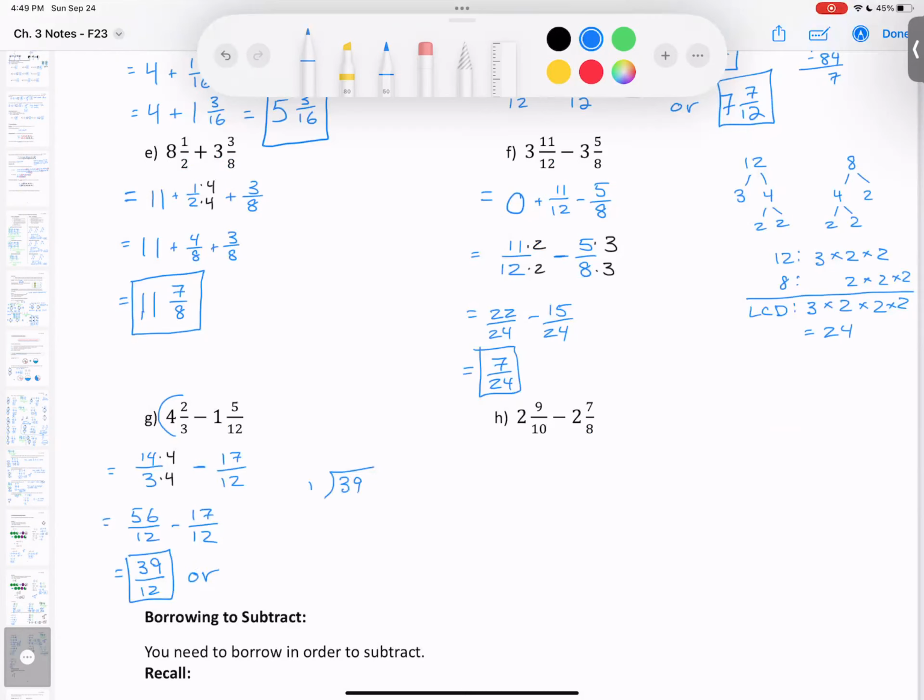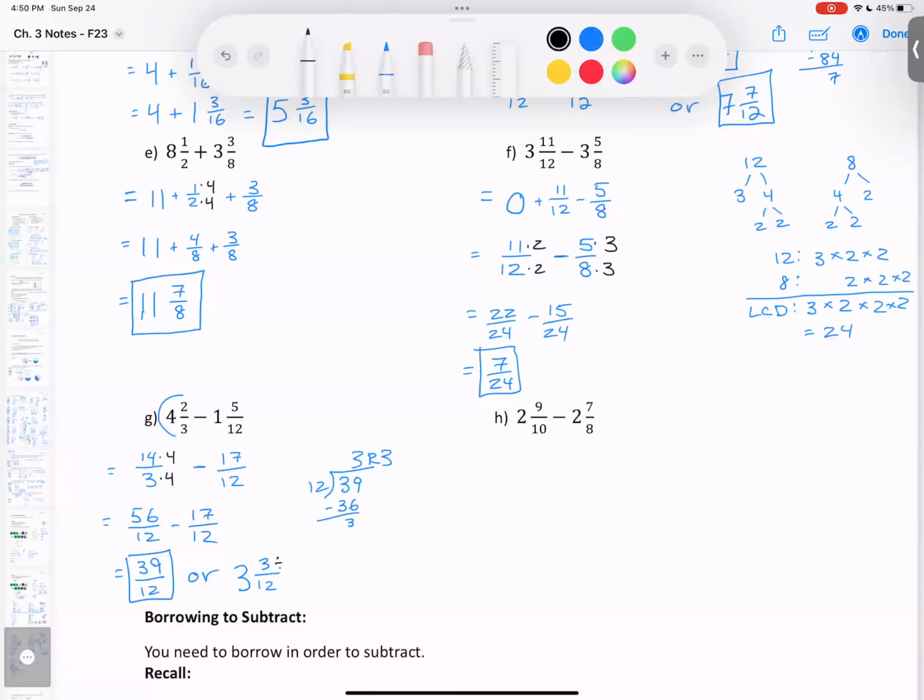And so I could leave it as an improper fraction, or 39 divided by 12 goes 3 times, and I'm going to have 3 left over. So that's going to be 3 and 3/12. Oh dear. That's not simplified, is it? That means I should have simplified the first one as well. Okay, well, let's keep going with that.